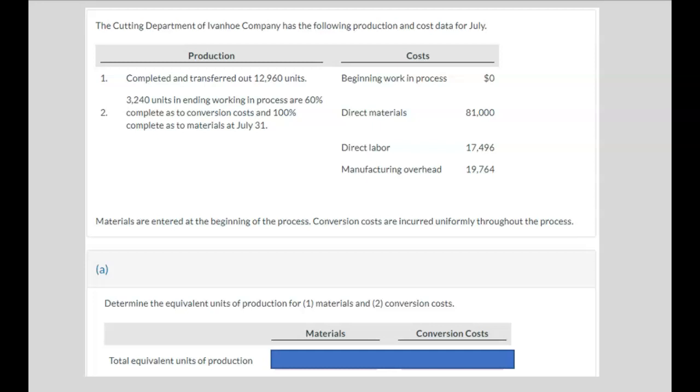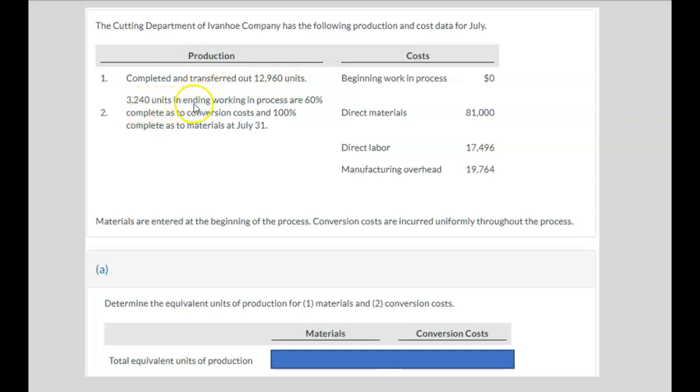Okay, let's explore this equivalent units exercise. The cutting department of Ivanhoe Company has the following production and cost data for July. So you see on the screen that they completed and transferred out 12,960 units. Beginning work in process, well, let's stick with units for a minute.